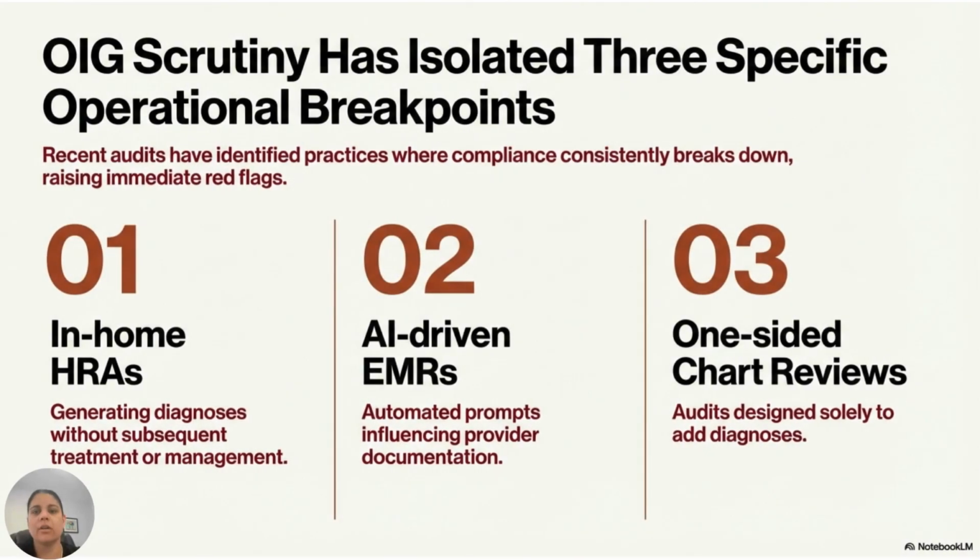The OIG consistently flags three weak points. We have the in-home HRAs that generate diagnoses without follow-up care. Then we have the AI-driven EMR prompts that influence documentation, and chart reviews that are only intended to add diagnosis codes.